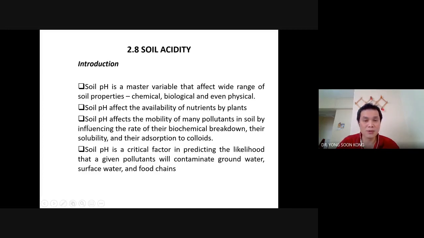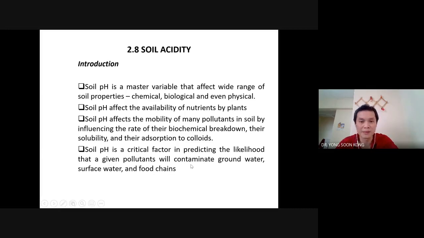The other factor is that pH can also tell you whether a pollutant is dangerous to humans, because a soil can be said to contain heavy metals, but at some pH, these heavy metals are not dangerous to humans. So don't think that soil with toxic heavy metals always needs to be treated. No, not necessarily, because at certain suitable pH, these heavy metals will not harm people. And then the last point: soil pH is a critical factor in predicting the likelihood that given pollutants will contaminate groundwater, surface water, and the food chain.